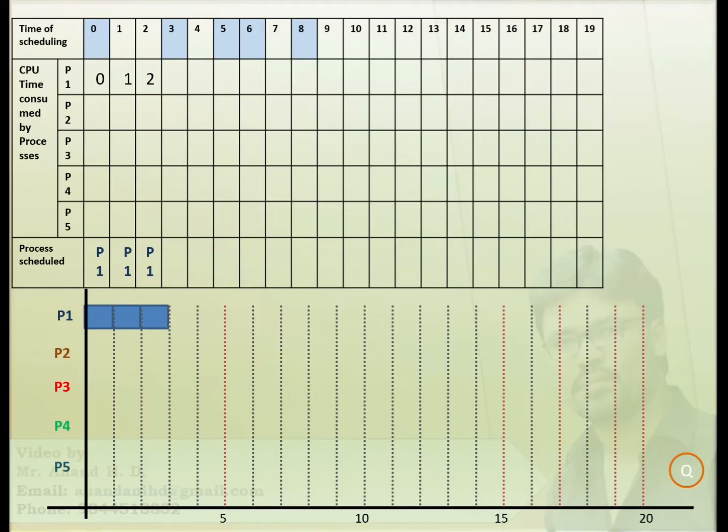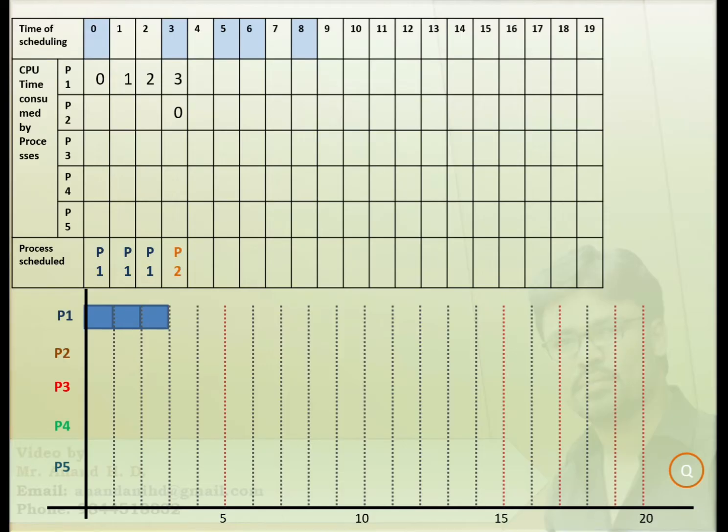At 3 time units, process P1 has completed 3 time units of execution, and there is one more process P2 which has been loaded into the memory and it has not got a chance to execute still. At 3 time units there are 2 processes in the ready queue, P1 and P2, out of which P2 is least completed.